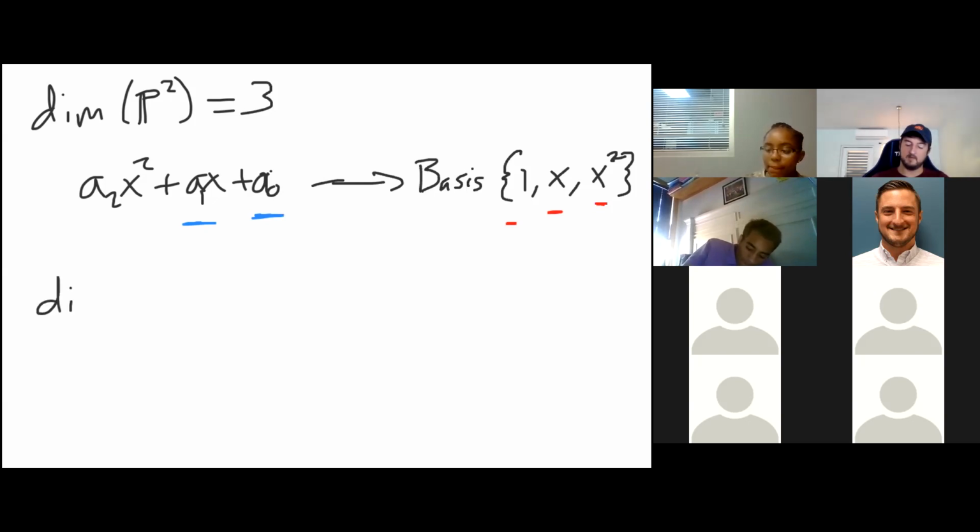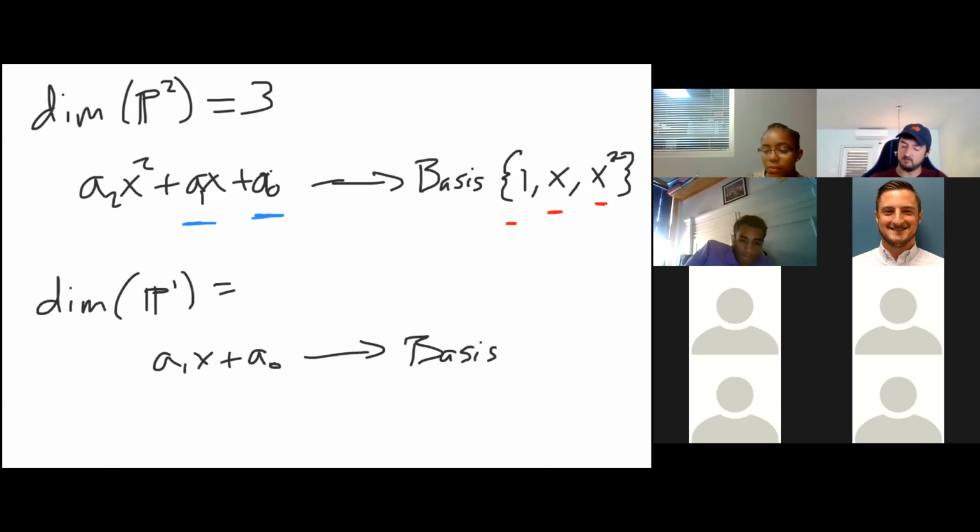If I did the dimension of P1, this would just mean all linear terms. So a1 x plus a0. What would be the basis for this? The basis would be 1 and x. Yeah, basis would be 1 and x, and you're answering the question I was going to ask next, which is what is the dimension of P1, which would be 2.